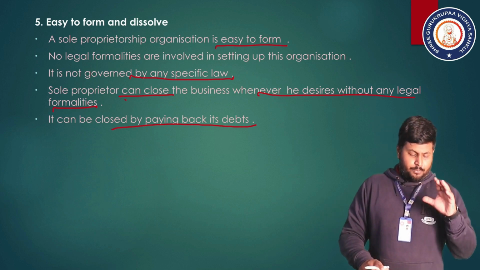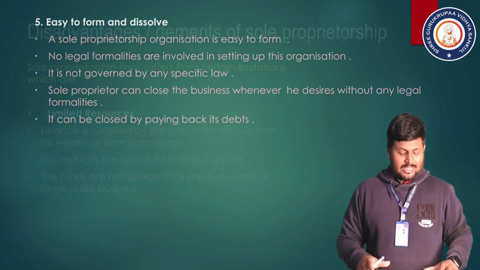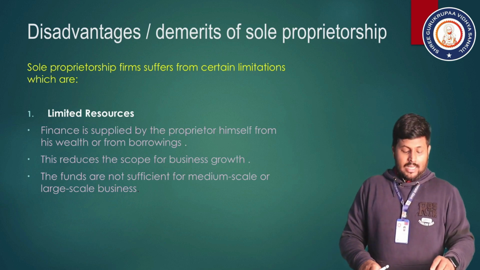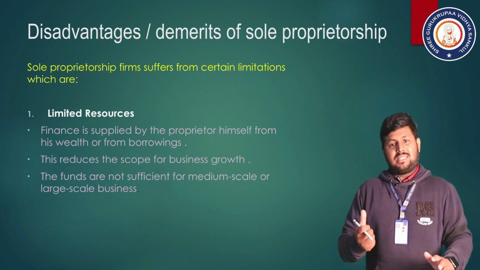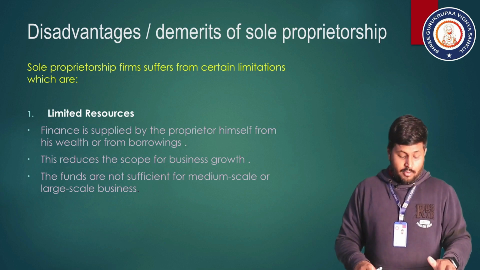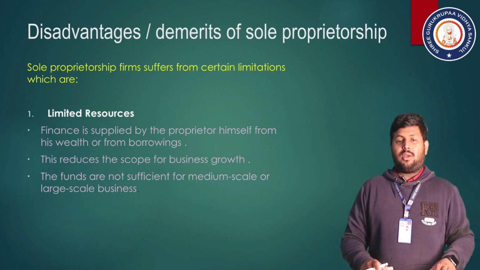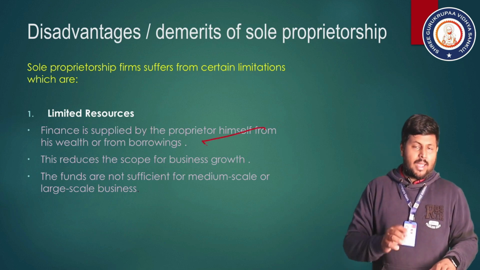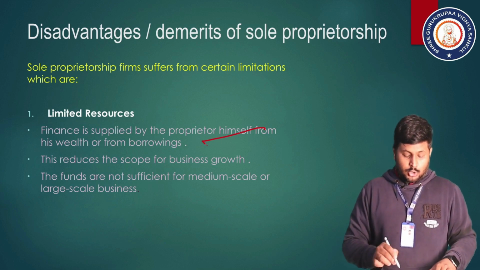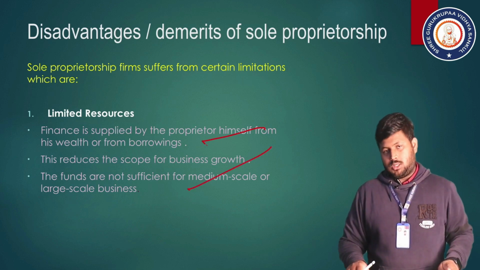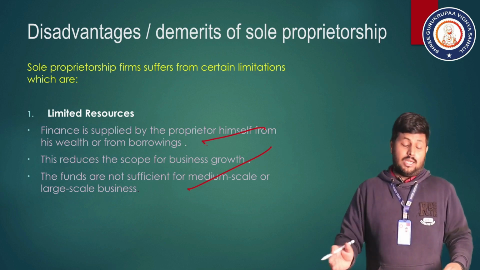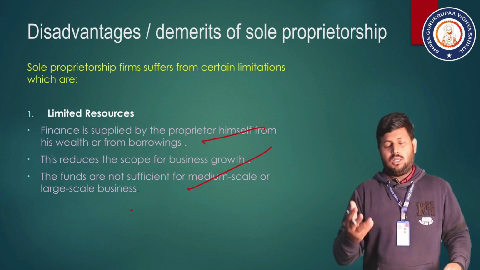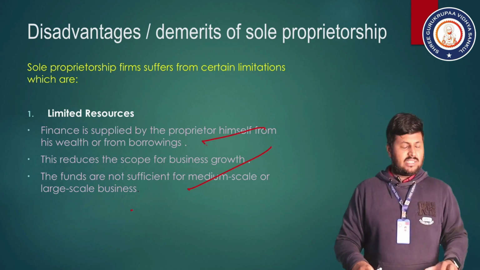Okay. So sole proprietor has some limitations also. Let's start with it. The first thing is limited resources. As the person is the single owner, his credit capacity is limited, his wealth capacity is limited. If he wants to grow his business, then he is not going to have very many resources for it. So finance is supplied by the proprietor himself, either by himself, his property, or by taking a loan. So the growth of the business gets curtailed. The funds are not sufficient to convert this sole proprietor into a medium or large scale business. That is the first limitation, limited resources.